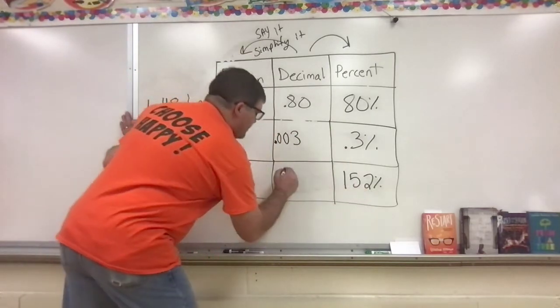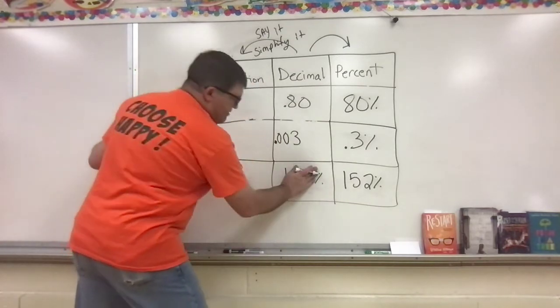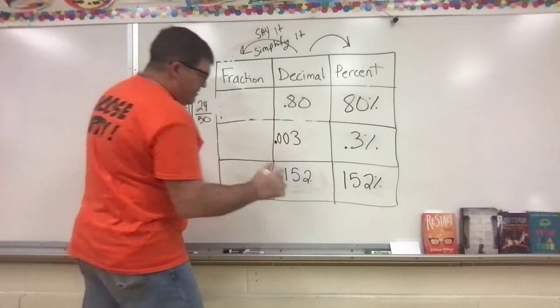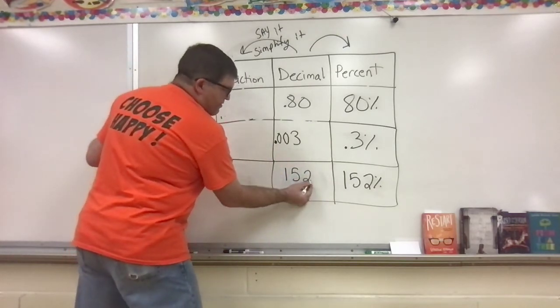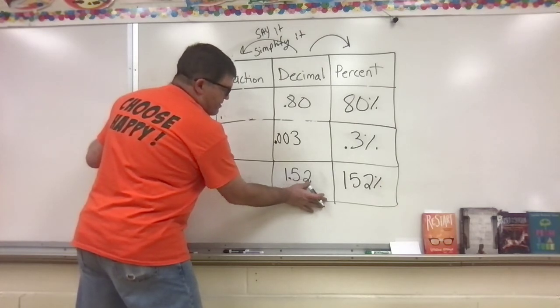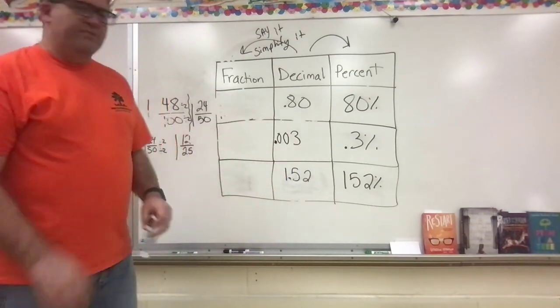Now here, 152%. I get rid of my percent symbol, put the decimal where it naturally is, and then I go over 2. 1, 2. So on this one I get 1.52.